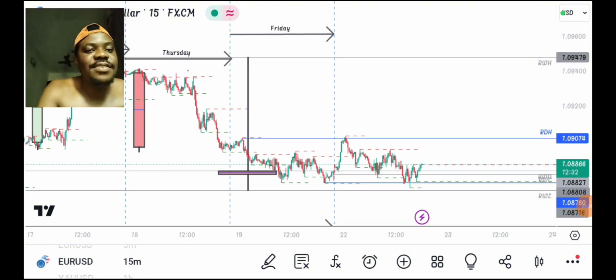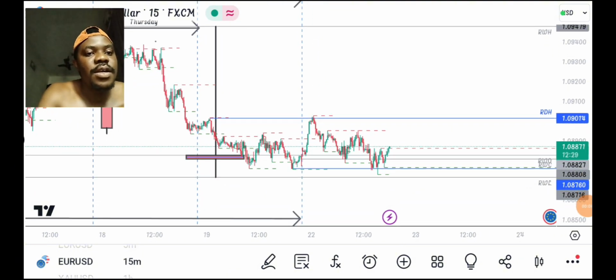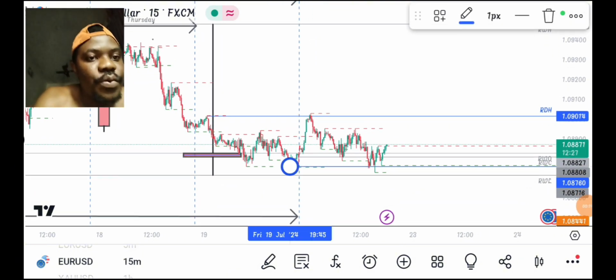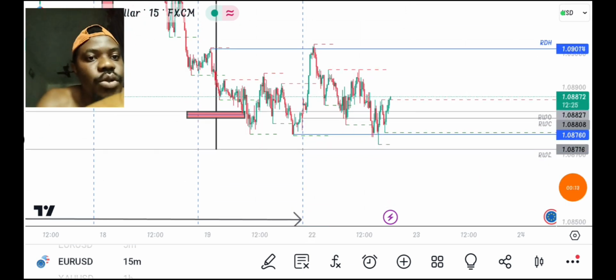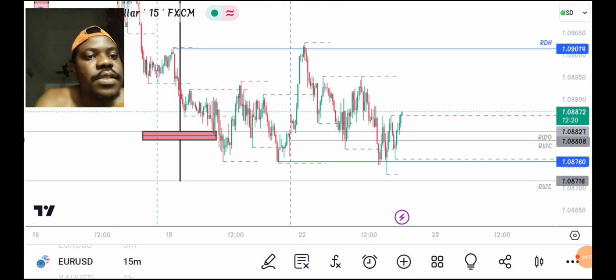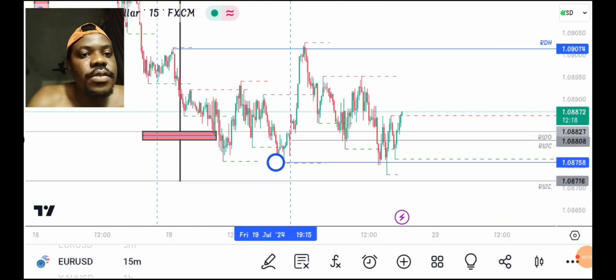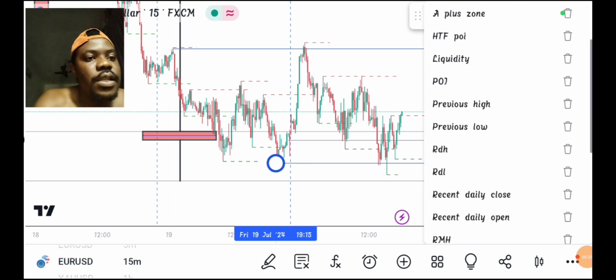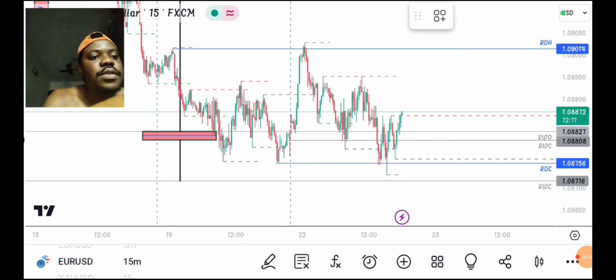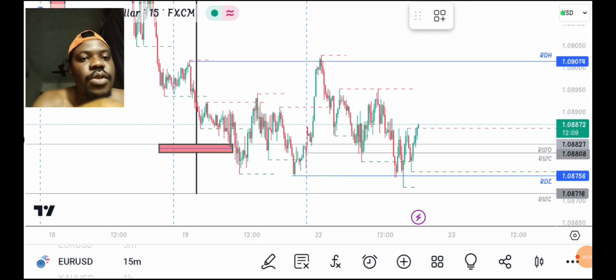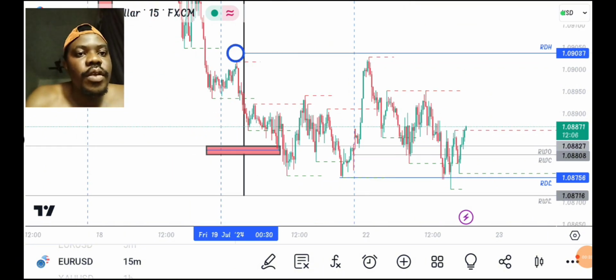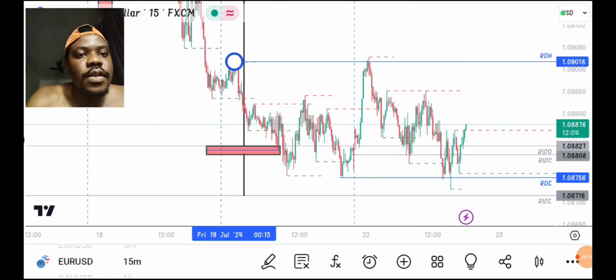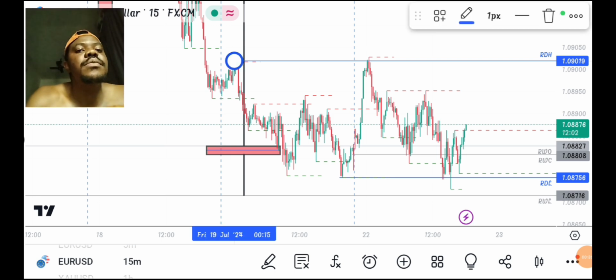So guys, this is it. This is our recent daily low, which was the lowest point where price traded to on Friday. This is it here, guys. So I'm gonna name that recent daily low, and then I'll also be looking for the opening and the closing price points of Friday.